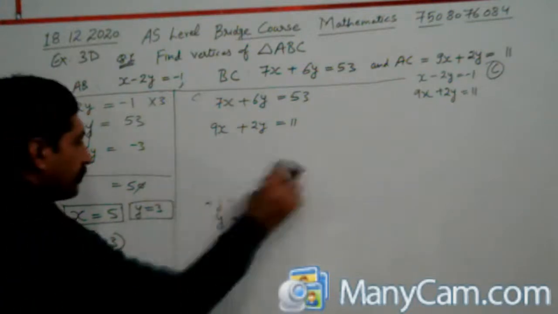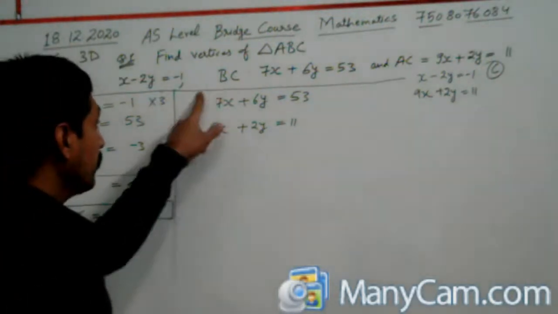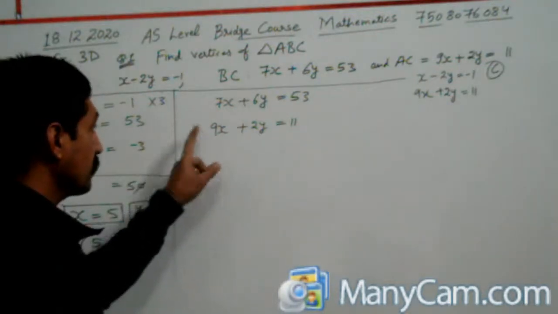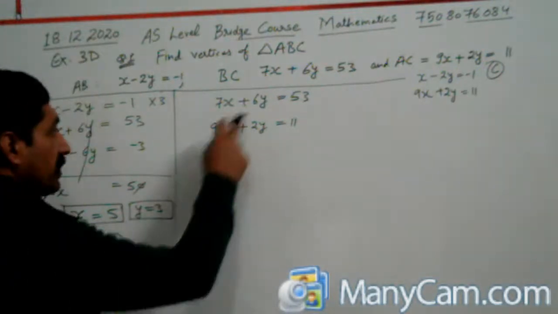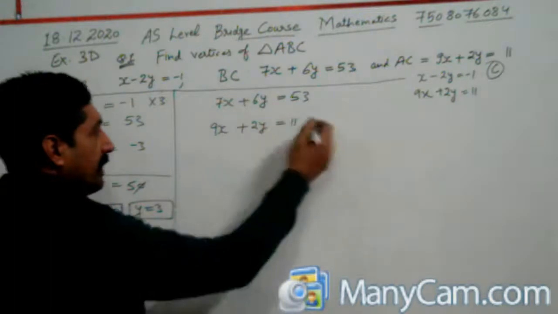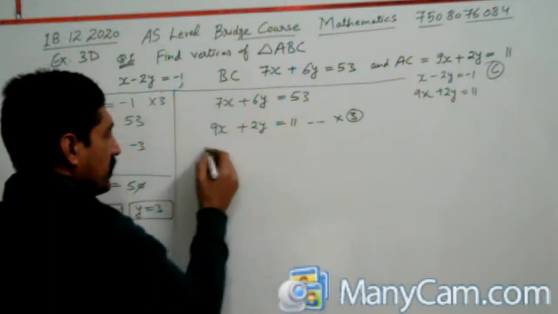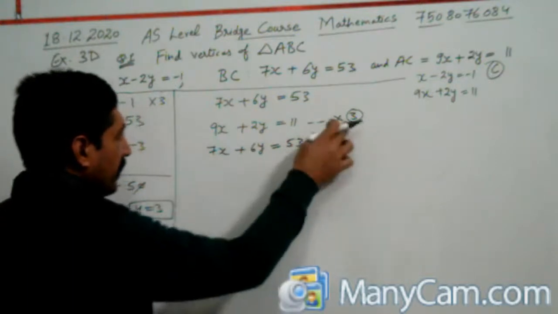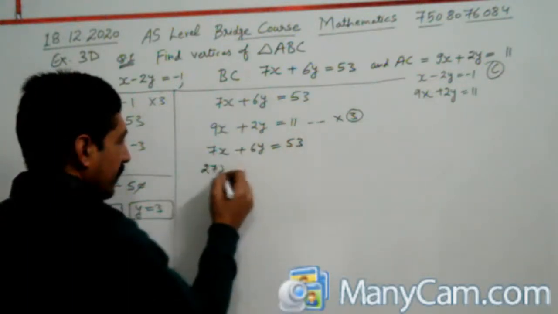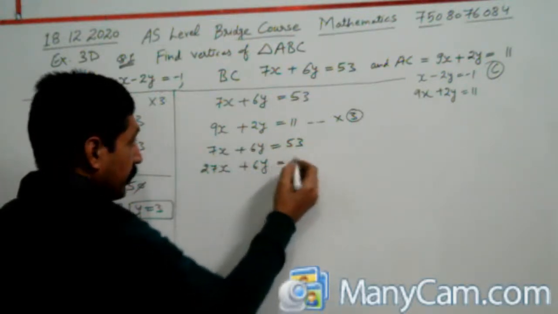Now next, in equations number 2 and 3, this is BC and this is AC. So here we find the point C. Here one is 6, here is 2, multiply this equation by 3. What will we get? The first equation is the same, that is 7x plus 6y is equal to 53. Here 9 3s are 27x and plus 6y is equal to 33.